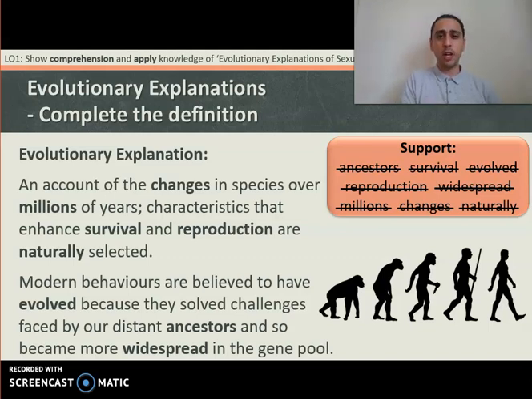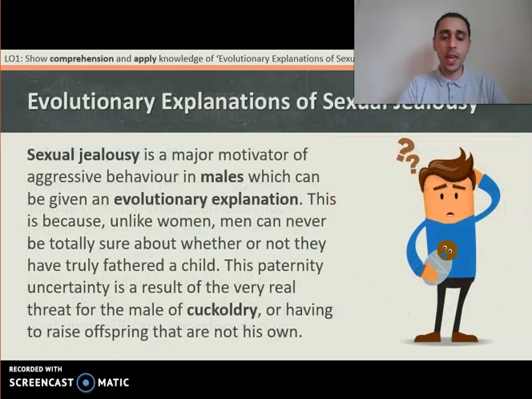In today's lesson, we're looking at aggression. How is aggression naturally selected? How does aggression help us survive? Modern behaviors are believed to have evolved because they solved challenges faced by our distant ancestors and so became more widespread in our genes. If there's a behavior that can help you survive or help you pass on your genes, it's going to be passed on. Therefore, we should have it today. And that is how we understand aggression.